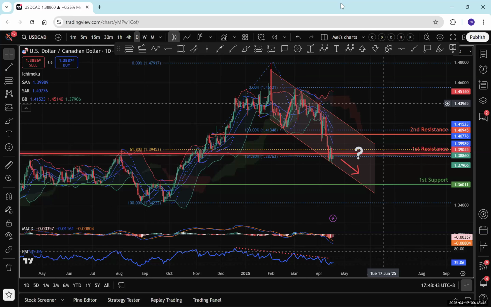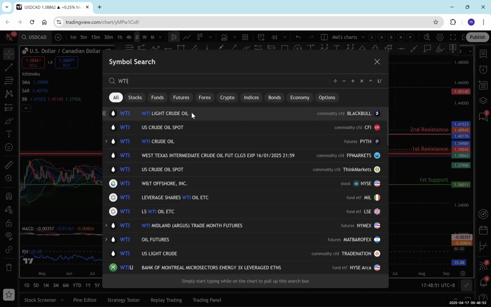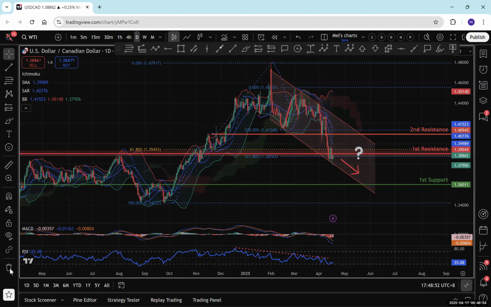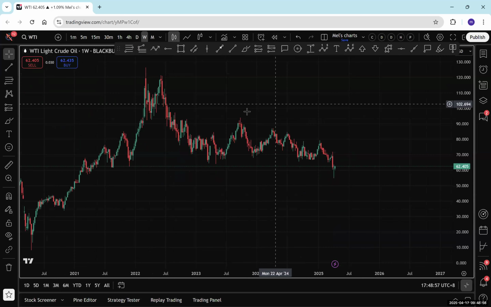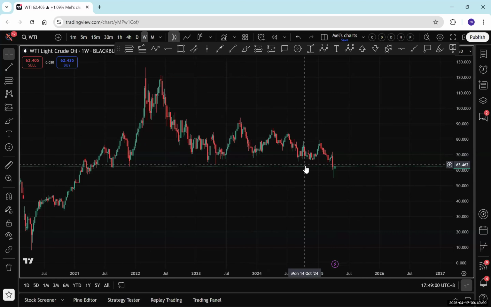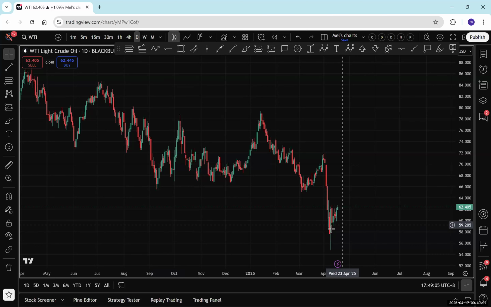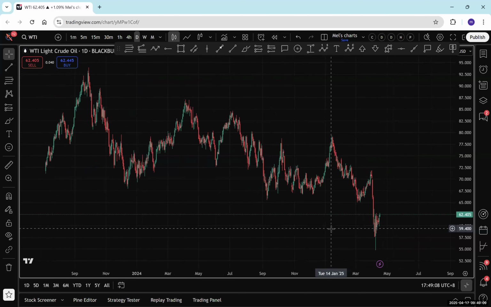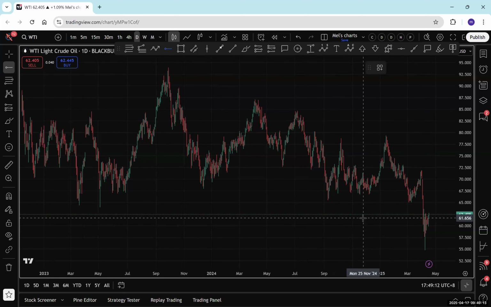Okay, now let's look at WTI. Okay, so on our weekly time frame, we have prices generally dropping. Oh, there's been a recent reversal. Slight bounce over here.